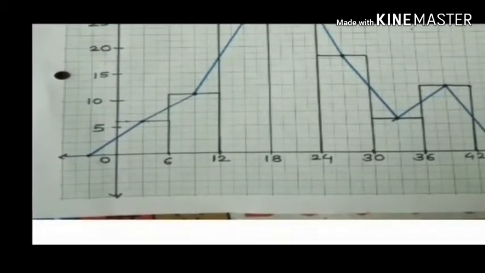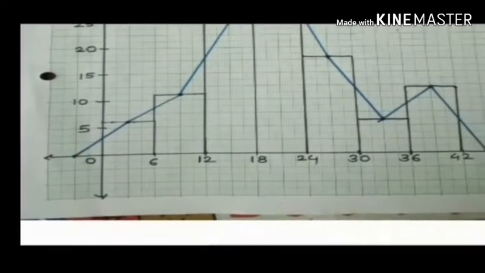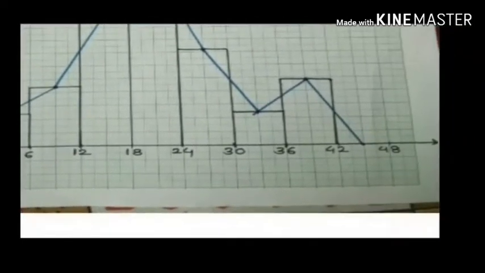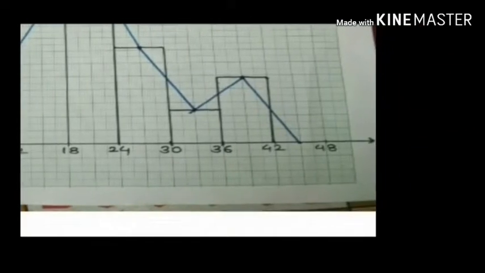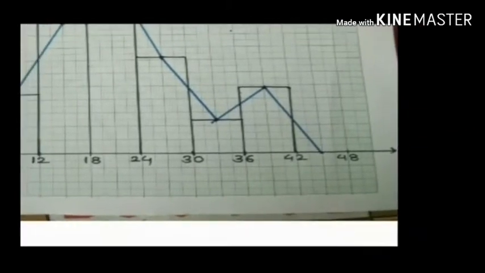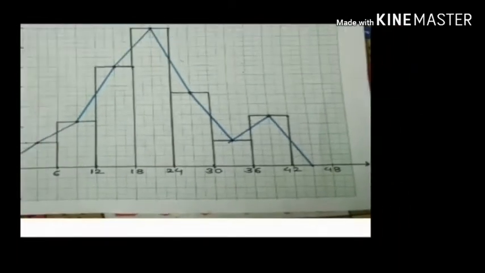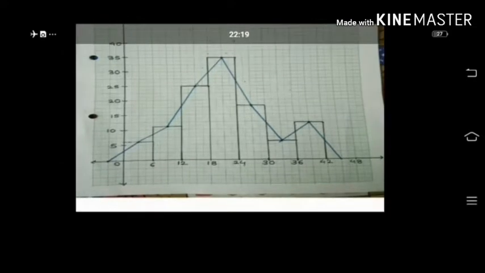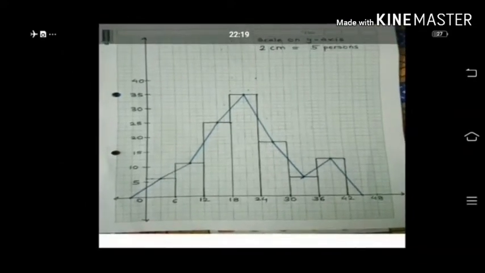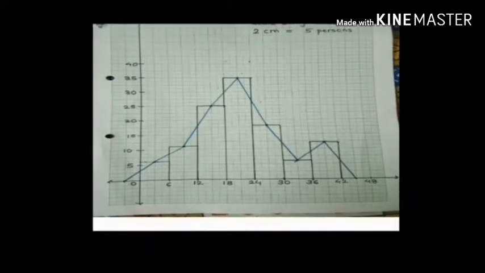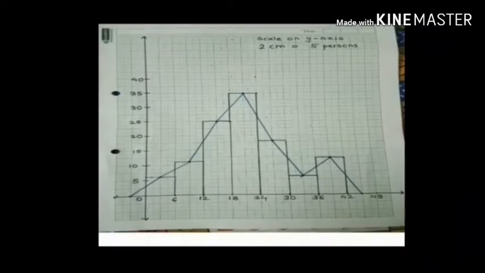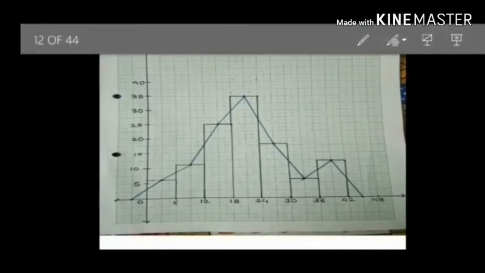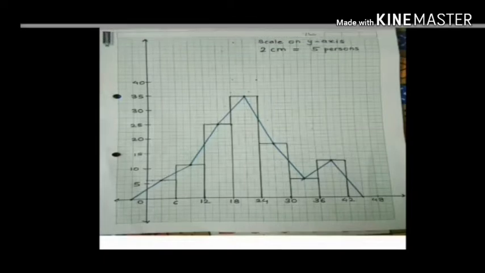Let us study now one more example. Here the class intervals are 32 to 34, 35 to 37, 38 to 40 and so on. If you observe it carefully, you will find that the upper limit of the first class and the lower limit of the second class are not same. Here the upper limit of the first class is 34 and the lower limit of the second class is 35. So this data is not continuous, the intervals are not continuous. The first step that we have to do is to make these intervals continuous.